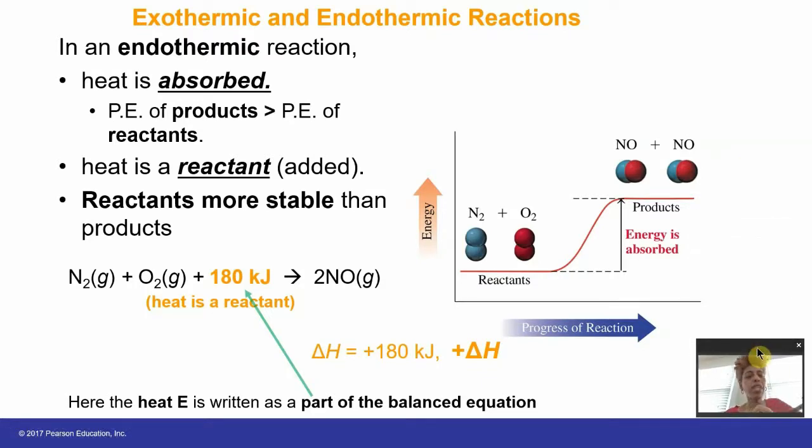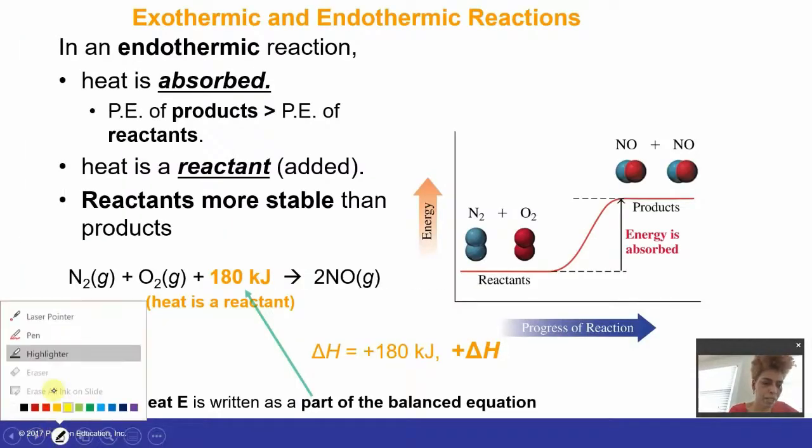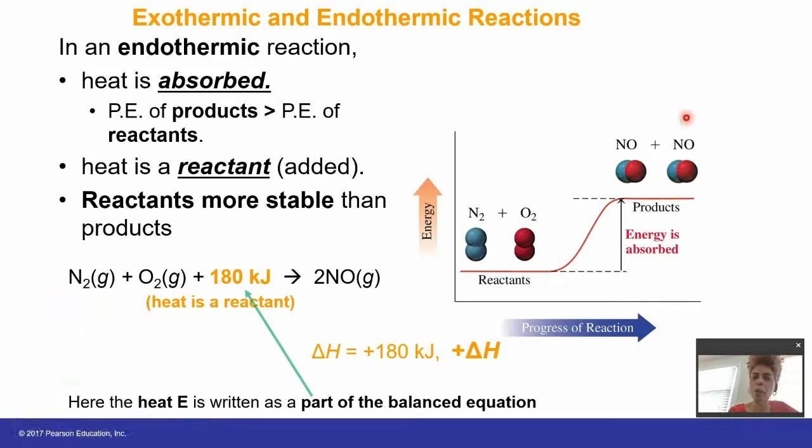Well, in an endothermic reaction, we know that heat energy is absorbed. So notice that our products have more potential energy than our reactants. And in order to get from our reactants to our products, energy must be absorbed. Now let's think about nitrogen and oxygen. Where do we know that nitrogen and oxygen is in our daily life? It's in the air, right?